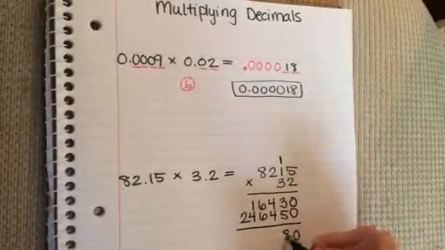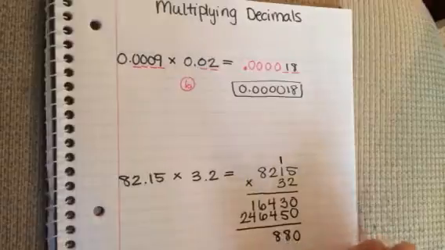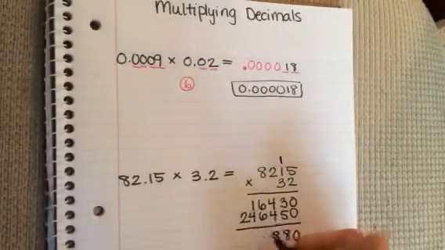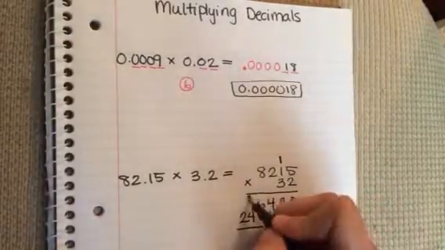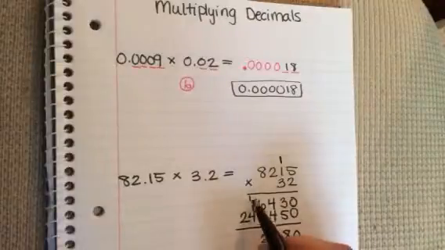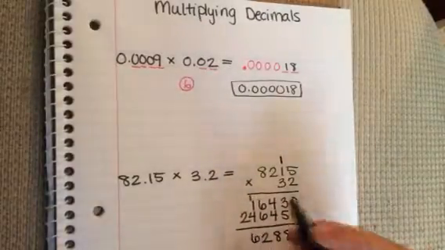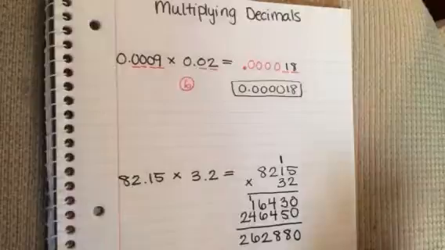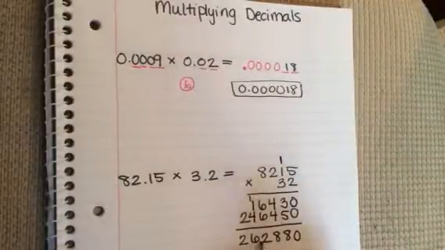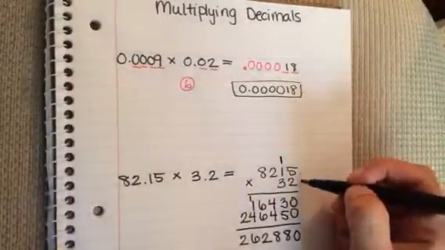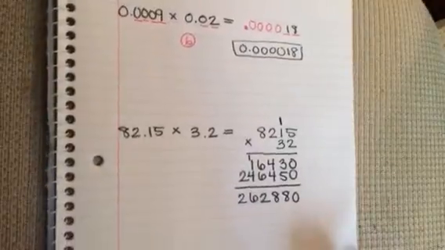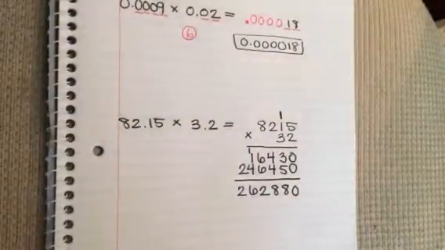0 plus 0, 3 plus 5, 4 plus 4, 6 plus 6 is 12, so I have to carry my 1. 4, 5, 6, and the 2. So this, of course, is not really my product because I took out the decimals. So now I have to go and put them back in order for my product to be correct.